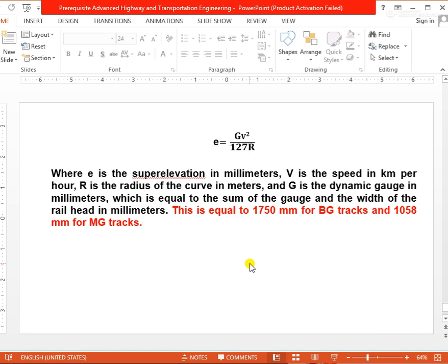The G value for this equation to find out the super elevation is 1750 for broad gauge and 1058 mm for meter gauge. Okay, you cannot put the value 1676 for the G value. In this case, the G value should be 1750 for broad gauge and 1058 for meter gauge. You cannot simply put 1000. You have to put 1058 as the G value for meter gauge.